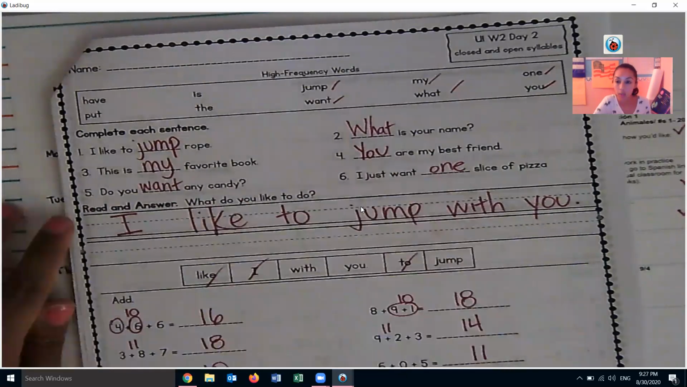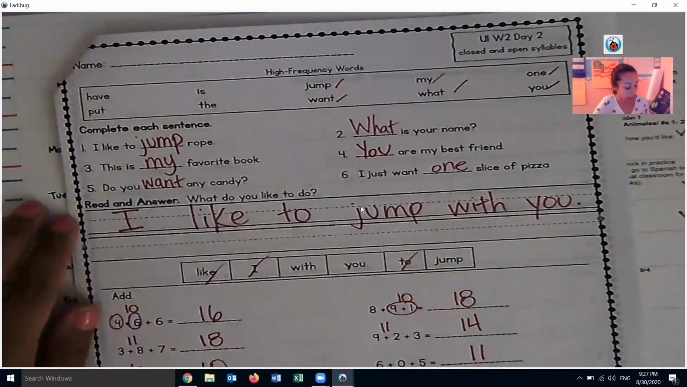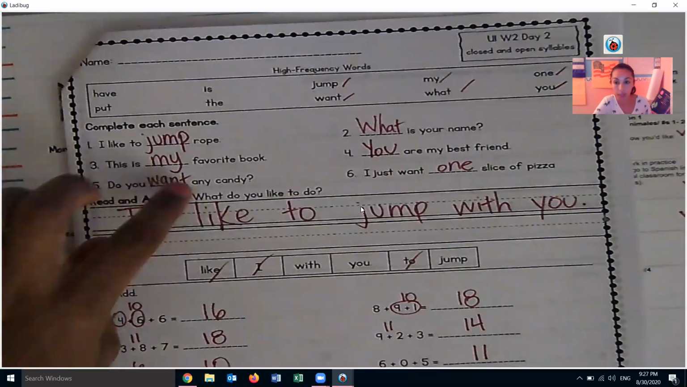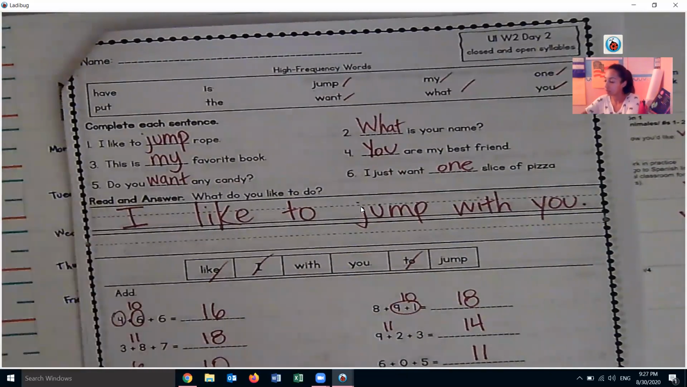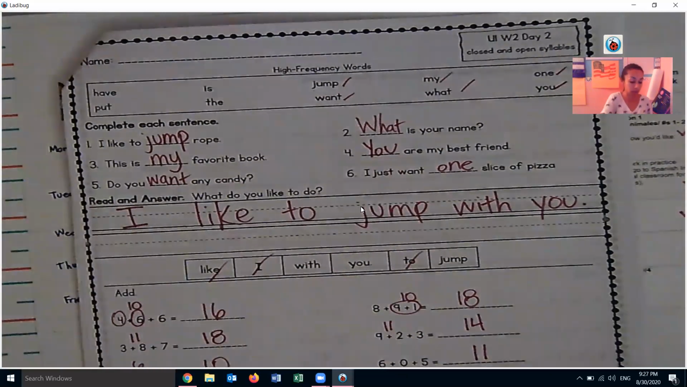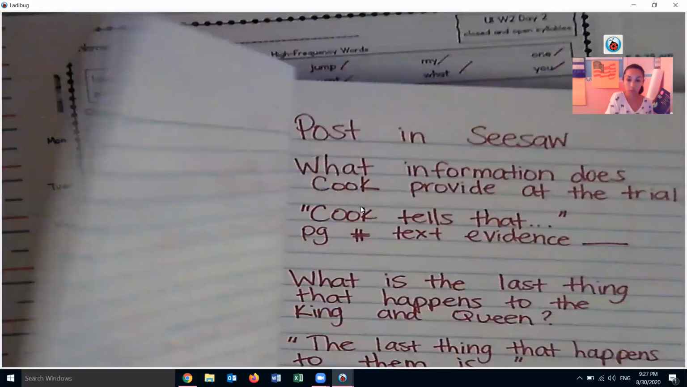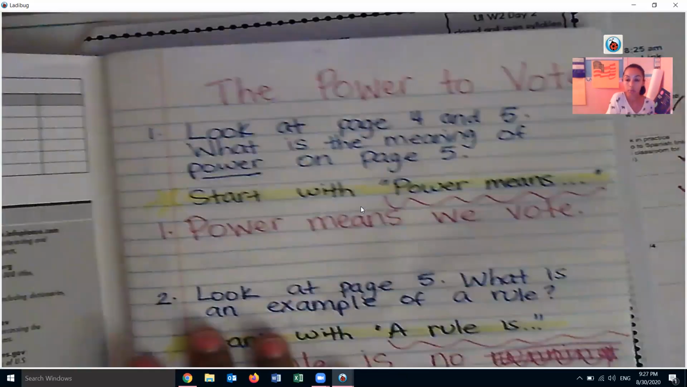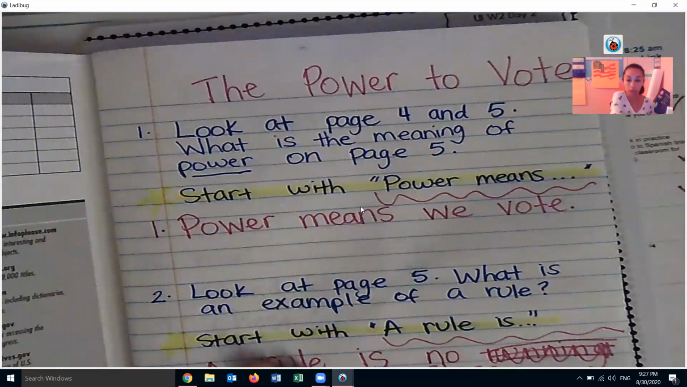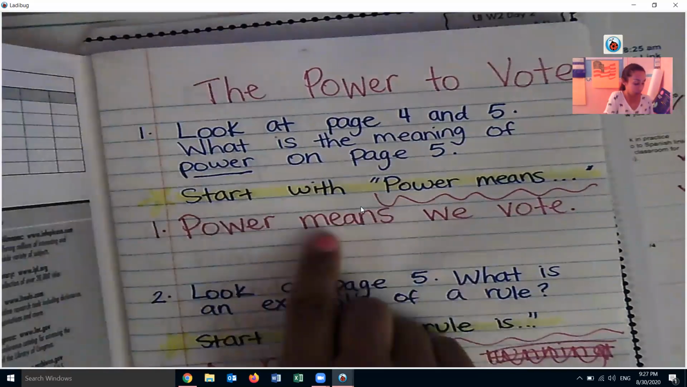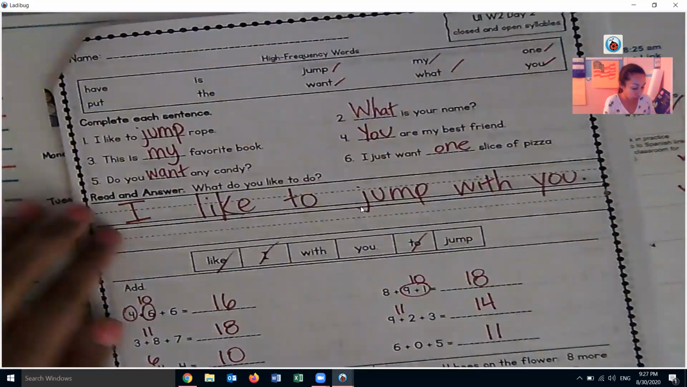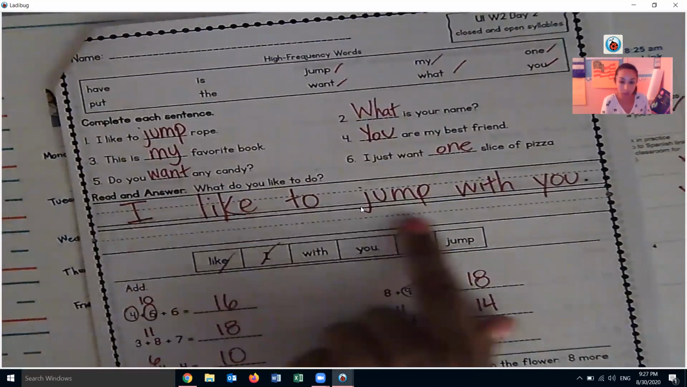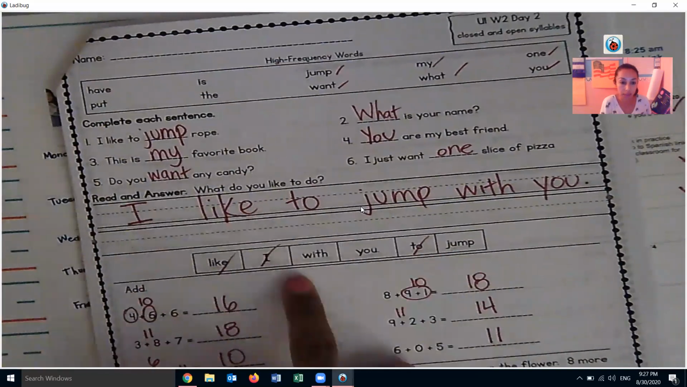Here is answering the question by using part of the question when we answer. So not just a one-worded answer. We want to answer in a complete sentence, similar to how we answered our questions with our Power to Vote mini book, using part of the question to answer. So this one is, what do you like to do? I like to jump with you. So we use the words from the word bank down here.